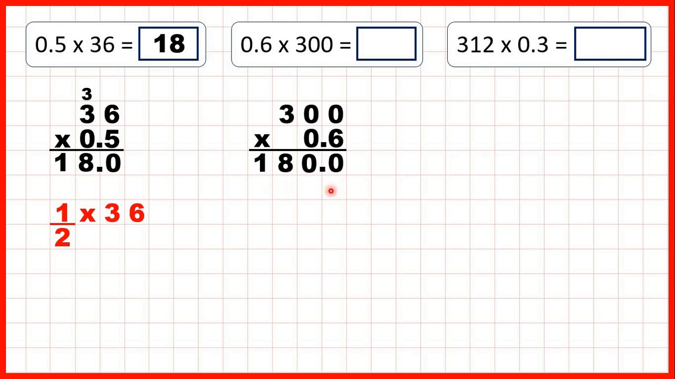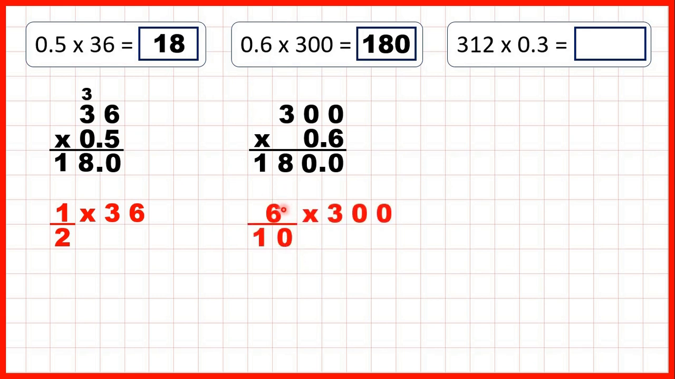We don't need a second answer line because we have 0 as our next digit, and anything times 0 is 0. So our answer is 180.0, which we can just write as 180. Now, we could have solved this again by changing the decimal into a fraction. 0.6 is 6 tenths.